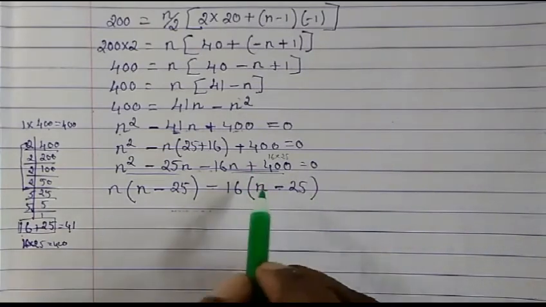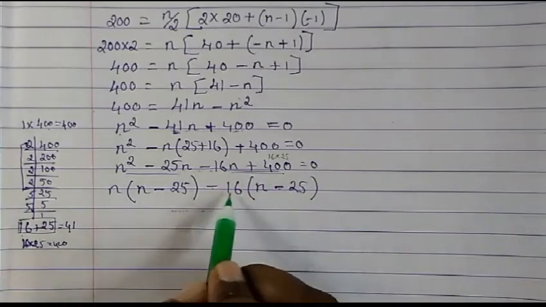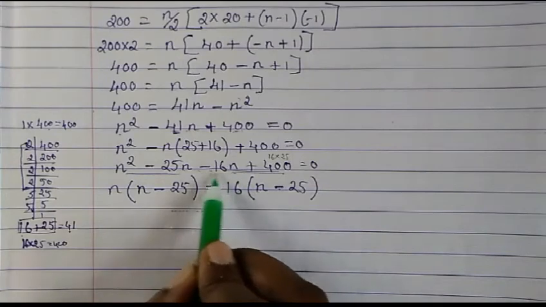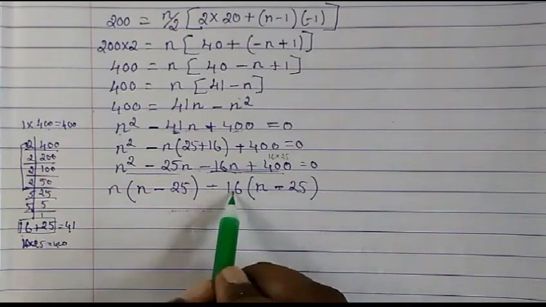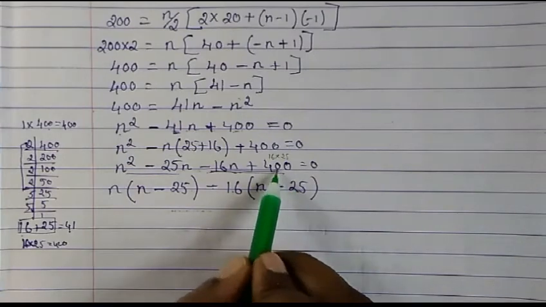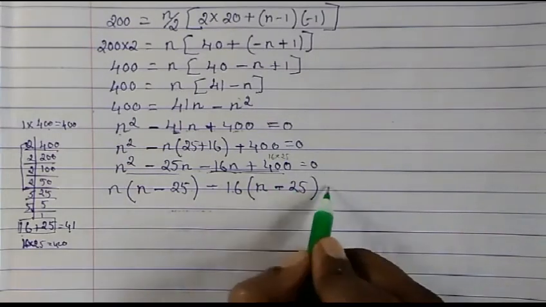So just see whether it's balancing or not. Minus 16 into n will give us minus 16n. Then minus into minus will become plus. Then 16 into 25 will give us 400. So we have balanced to 0.